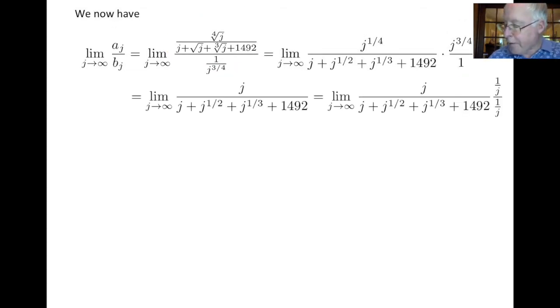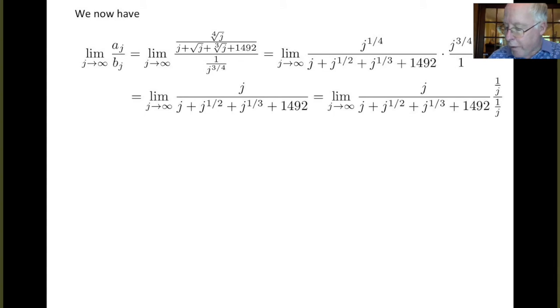So we again look at the ratio AJ over BJ. Here's the AJ, the terms of the series we're curious about. Here's the BJ, the terms of the series we are comparing to. And again, some algebra, invert and multiply. And then do the multiplications in the top. And we come up with this expression as J goes to infinity.